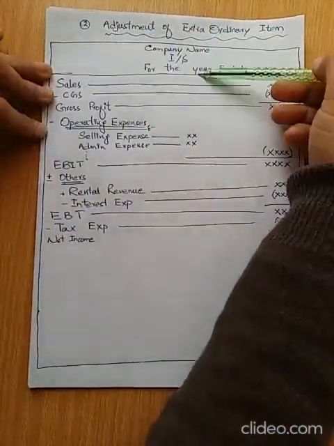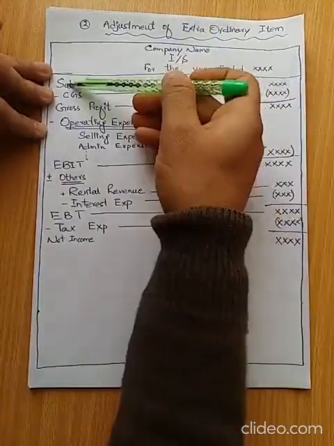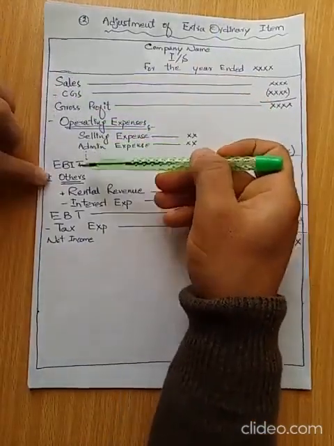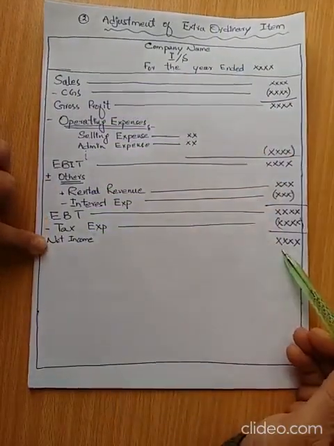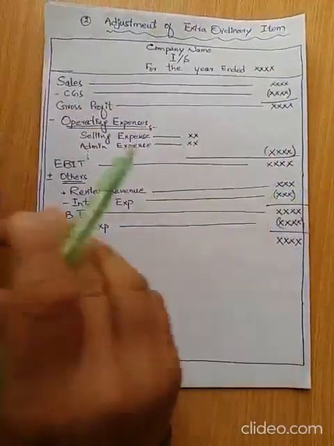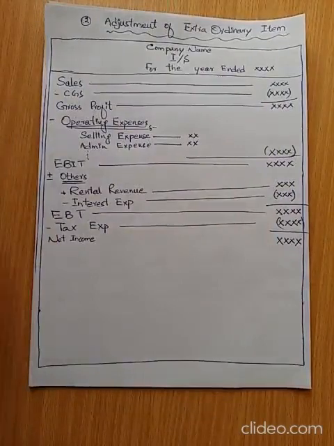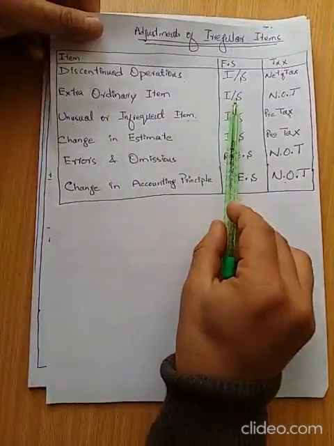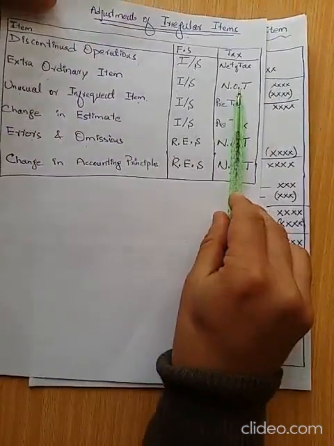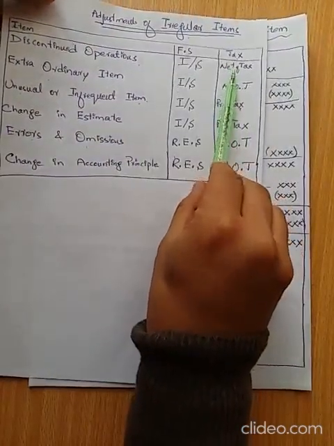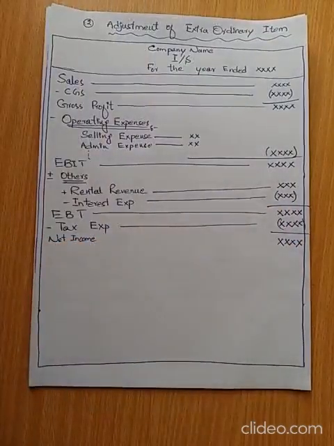In order to save time, I have prepared the same income statement: sales minus CGS, gross profit, minus expenses, EBIT, more expenses, EBT, tax, equal to net income. Same thing, everything is the same, okay? And if you see here, extraordinary items are adjusted in the income statement, so this is an income statement. They will also be adjusted net of tax, just like discontinued operations. So we're going to use the same technique here.